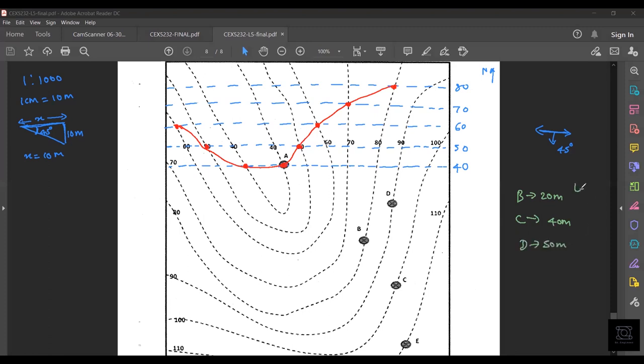So what is the level for the marble? You have to find the reduced levels, right? So 80 minus 20, that is 60 meter. For C, it is 100 minus 40, 60 meter, right? And for D, it is 90 minus 50, 40 meter. So obviously, when it comes to strike, the reduced levels are equal, so it is in the same plane, right? So B and C would be the strike line. The strike would be along B and C, right?